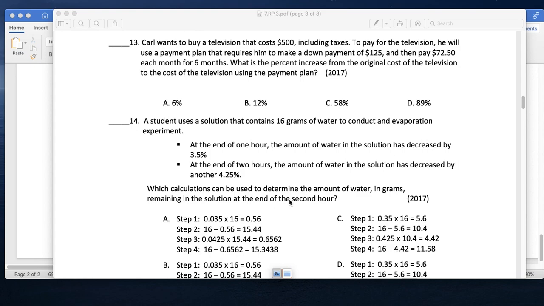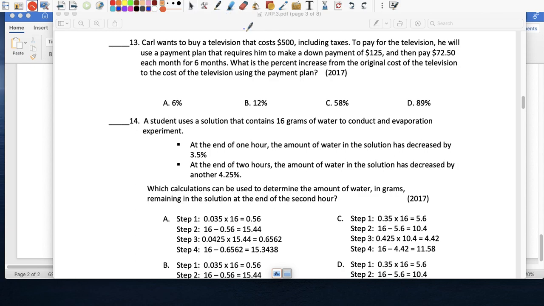Again, another question that's, thank God it was 2017, but every now and then you get ridiculous. $500 to pay for a television. He's going to a payment plan that requires him to make a down payment of $125. So he doesn't have $500, but he puts down $125. Says, hey, I'm buying it, let me give you $125 first, and the rest I'll pay you in installments. So he's going to pay you $125, and then he's going to also pay 6 times $72.50.